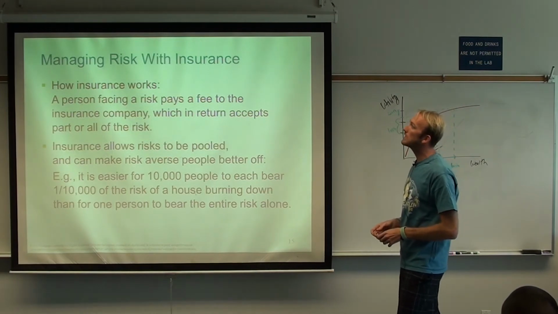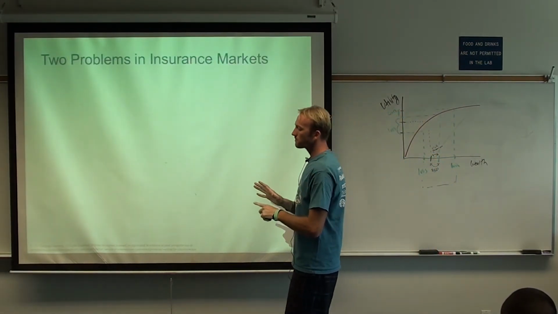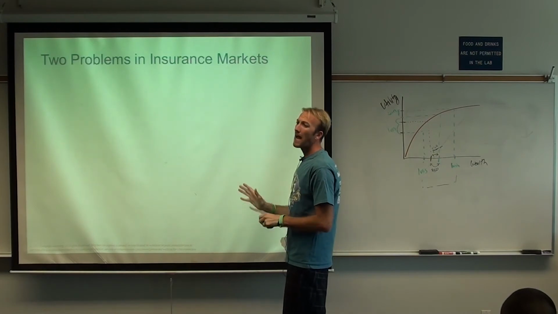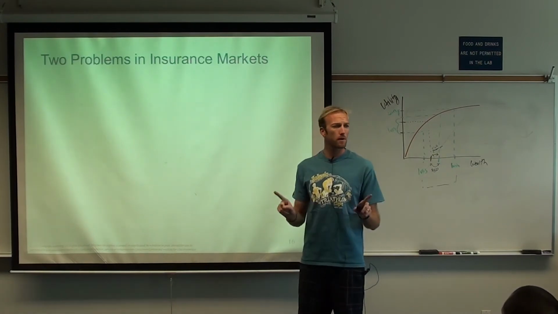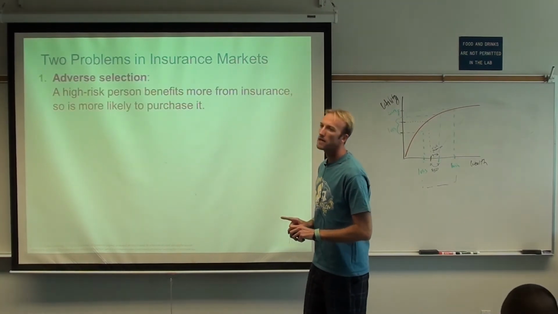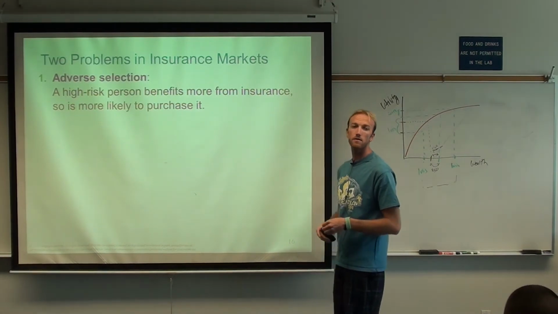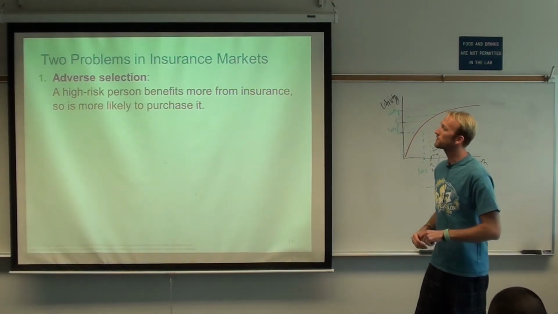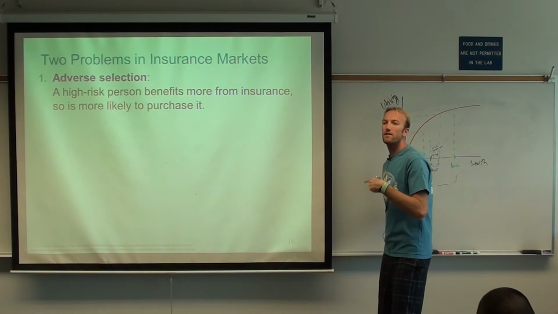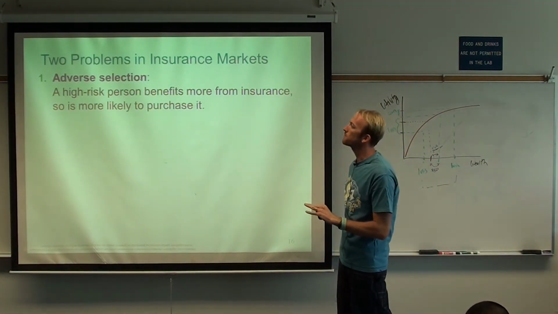Now, there's actually 2 big problems that we face in insurance. And these 2 problems actually happen everywhere in economics, not just in insurance. Okay, but I'm going to explain them to you in the insurance market. And then just remember them. You need to know them for the rest of your econ careers, okay? The first one, and they're weird names, so just deal with the names. Memorize the names and memorize what they mean.